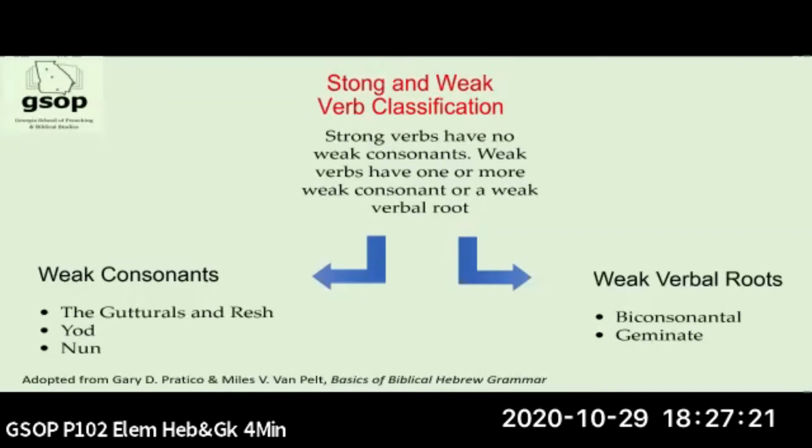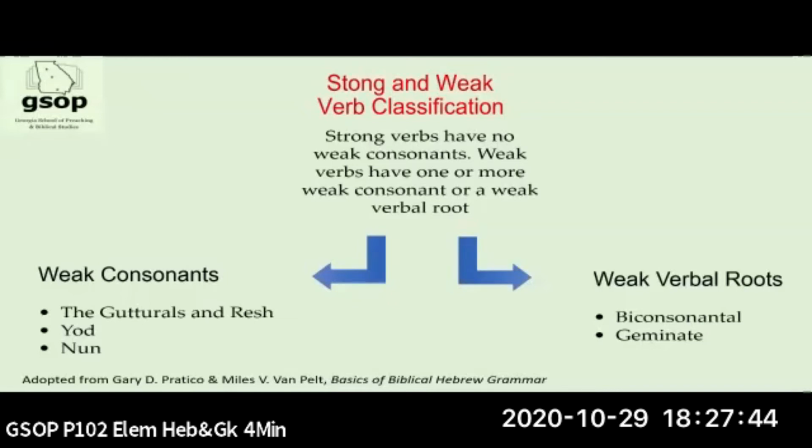You can't put a dagesh lene or a dagesh forte in a guttural. The dagesh lene makes the hard sound versus the soft sound, and the dagesh forte doubles the consonant. They won't go in the gutturals. So that affects the vowel system for a word that has a guttural in it.